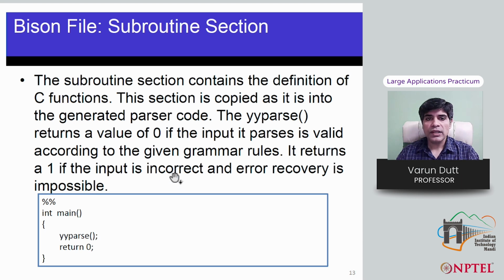So the subroutine section contains the definition part of the code in Bison, and this section is copied as is into the generated parser code. You can actually say yyparse returns the value 0 if the input is parsed as valid according to the given grammar rules, and it returns a 1 if the input is incorrect and error recovery is impossible. So in this case, we are expecting a 0 to be returned if it is parsing correctly, and generally this is written as int main, yyparse, which will invoke the Bison program and return 0.